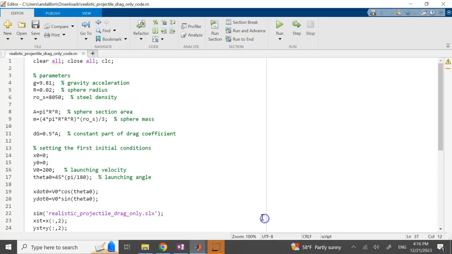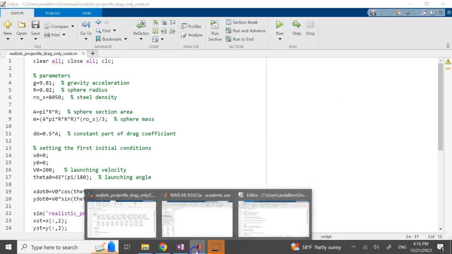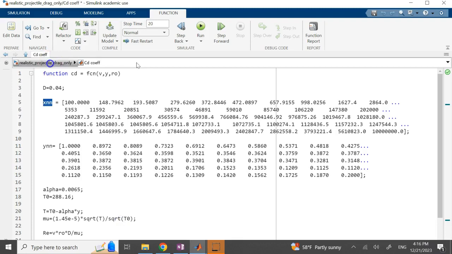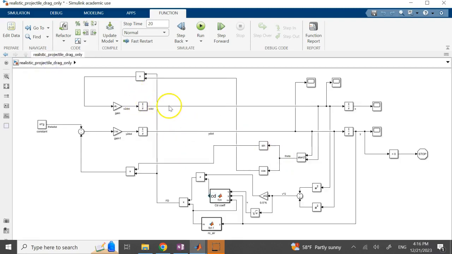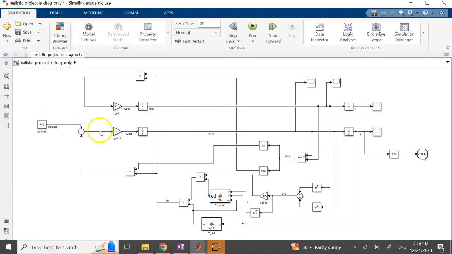So how did I do it? Look here again. This is my Simulink model. This is the x double dot. I double integrated it to get x dot and x. Y double dot, double integrated it to get y dot and y, and send them to oscilloscopes as well as the workspace. I stop my simulation when y becomes less than 0. So when it hits the ground, I stop it.